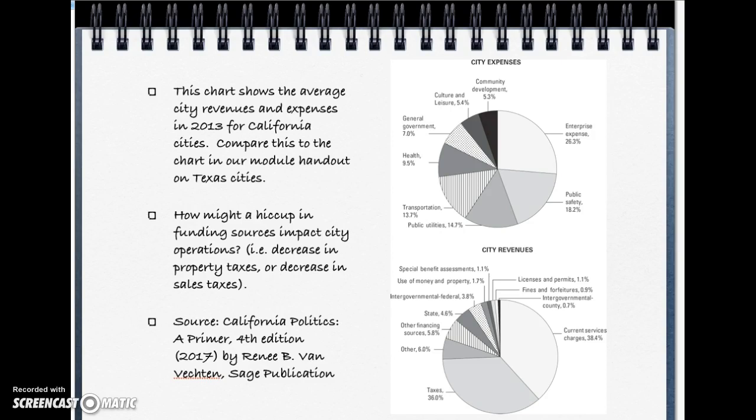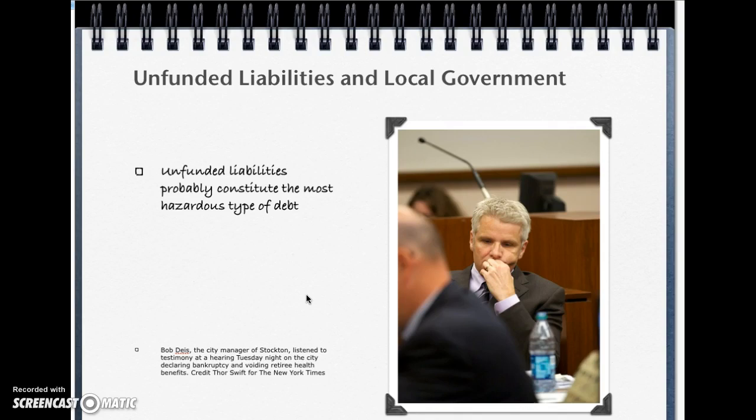Finally, I just want to spend a minute and talk about unfunded liabilities in local government, because that is a huge thing. And I posted an article on a town in Illinois, I believe, and how they're trying to deal with the unfunded liability associated with pension funds for their public employees. Unfunded liabilities probably constitute the most hazardous type of debt that local government is experiencing. Now, unfunded liabilities refers to whatever city or county legally owes in future payments, but does not yet have the financial reserves to cover it.